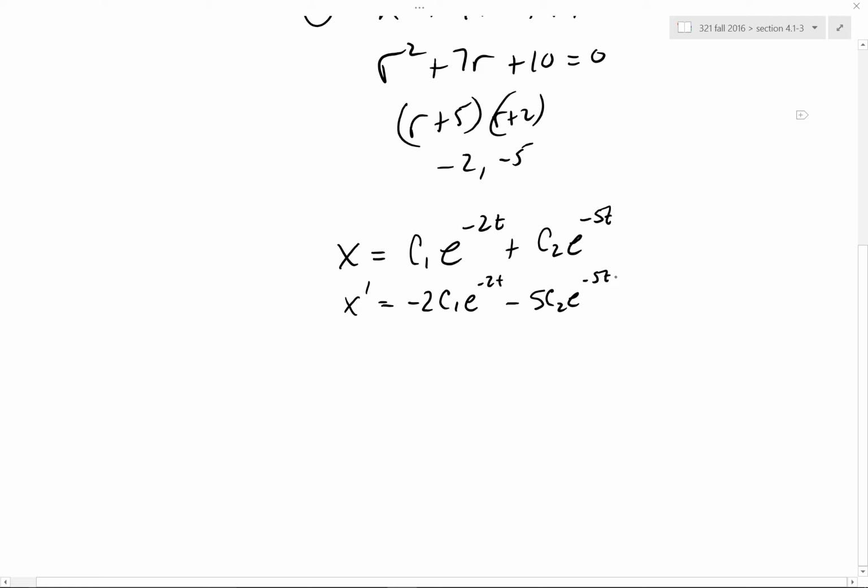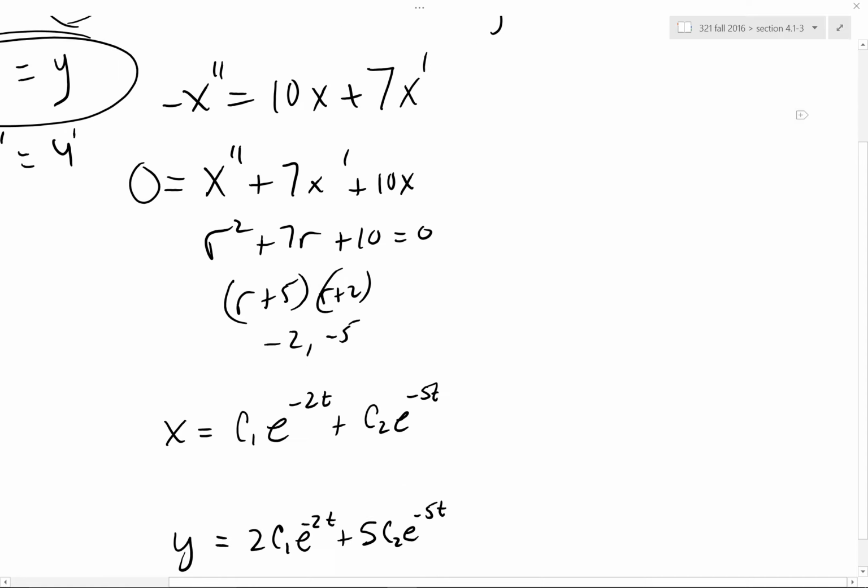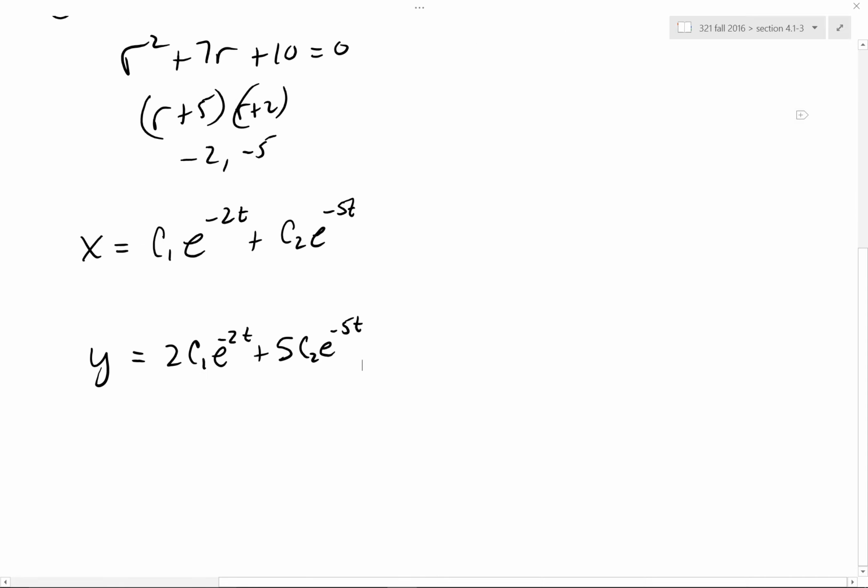So if I take the negative of that, I get y prime, not y prime, y is 2c1 plus 5c2. And so there are my two equations. Again, I was told that there are 2 and negative 7. So c1 plus c2 is 2, 2c1 plus 5c2 is 7. If I times the top, I'm just going to go ahead and solve this.